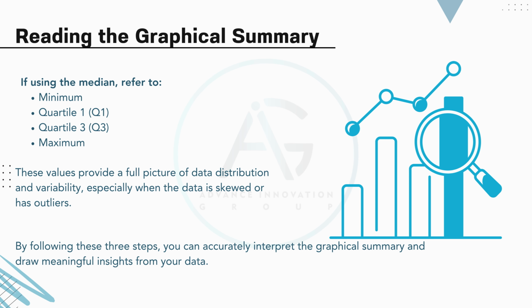This slide wraps up our process for reading a graphical summary, with a focus on how to interpret data when using the median as the measure of central tendency. When relying on the median, it's important to also consider the 5-number summary. Minimum, the smallest observed value. Quartile 1, Q1, the value below which 25% of the data falls. Quartile 3, Q3, the value below which 75% of the data falls. Maximum, the highest observed value. These values offer a complete picture of the distribution and variability in the data.